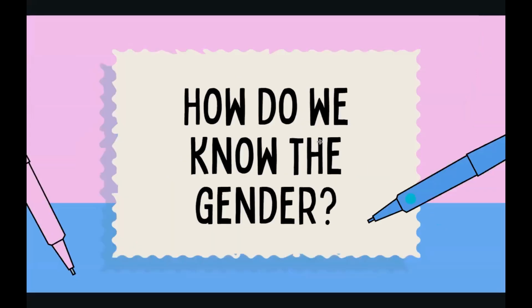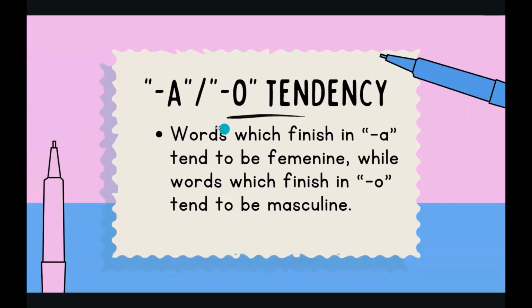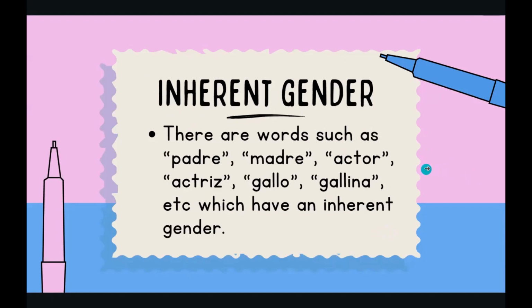Now, how do we know the gender? We can start by talking about the A and O tendency. Words which finish in A tend to be feminine, while words which finish in O tend to be masculine. Is this a golden rule? Not a chance. Under no circumstance is this a golden rule. There are so many exceptions to this tendency that it is basically useless. However, it would be silly to think that this is not a tendency that is sometimes true. So this is a way for you to try to guess the gender of a word.